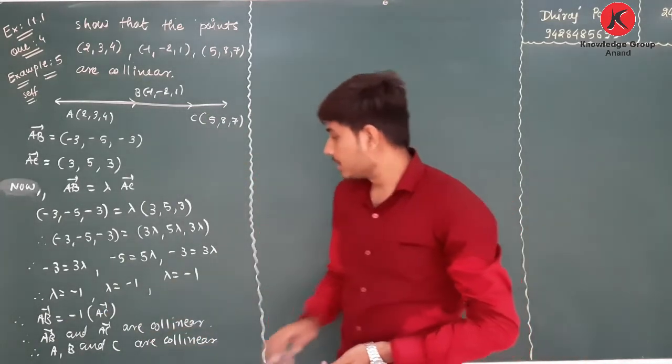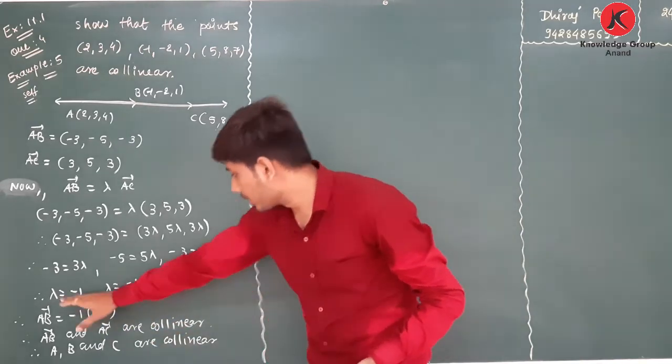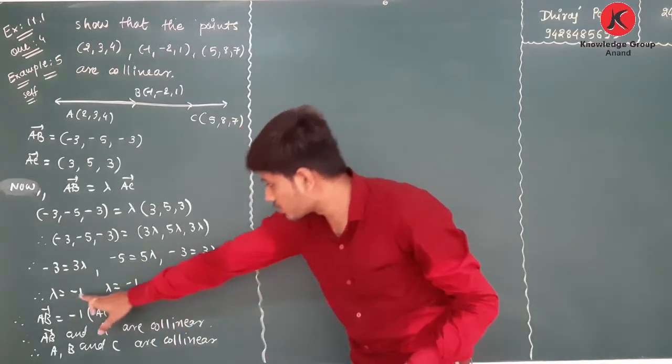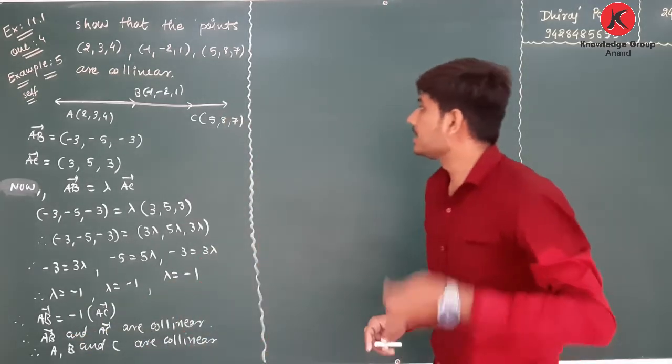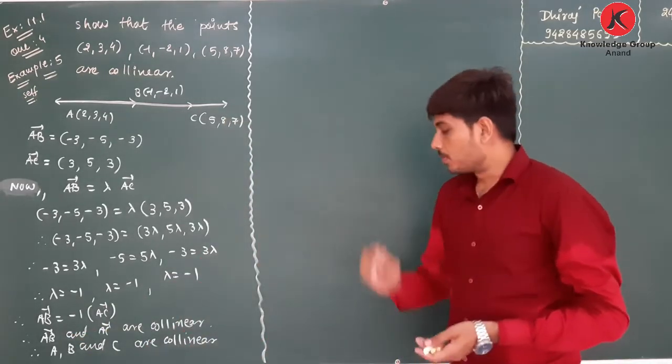But if lambda is the same for each and every case, here lambda is -1 for all three cases, therefore we can say that A, B, C are collinear points.